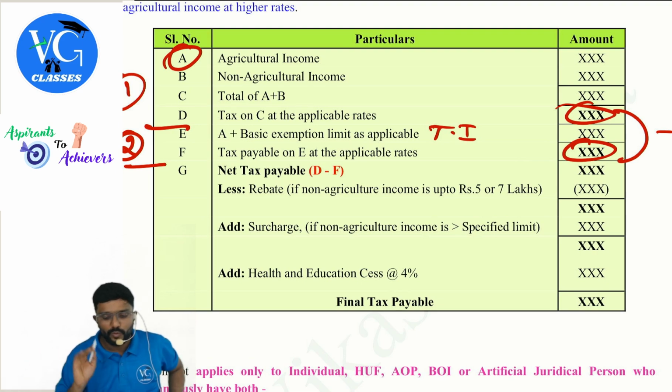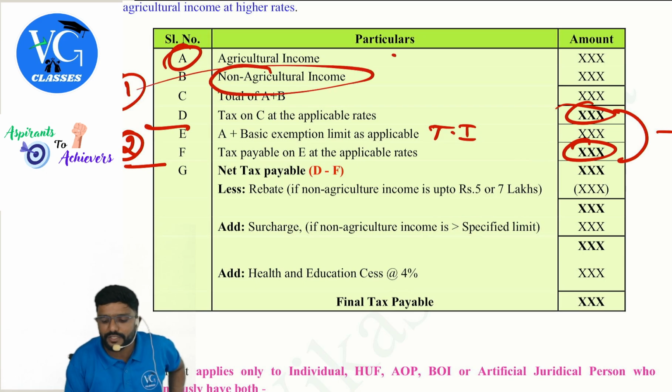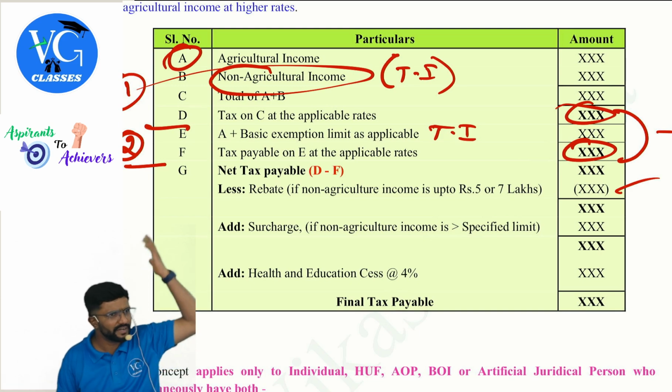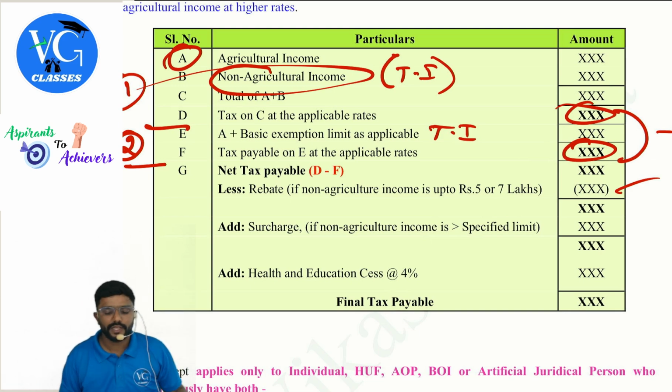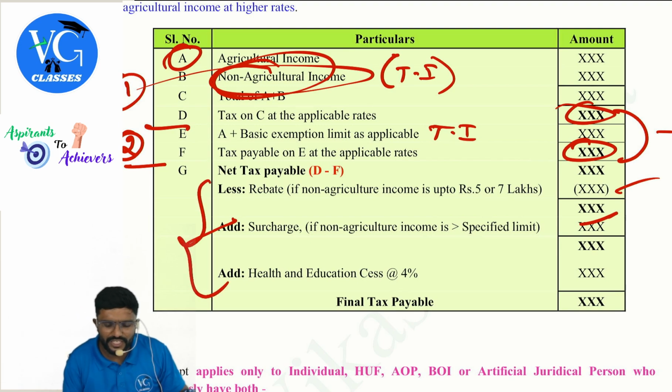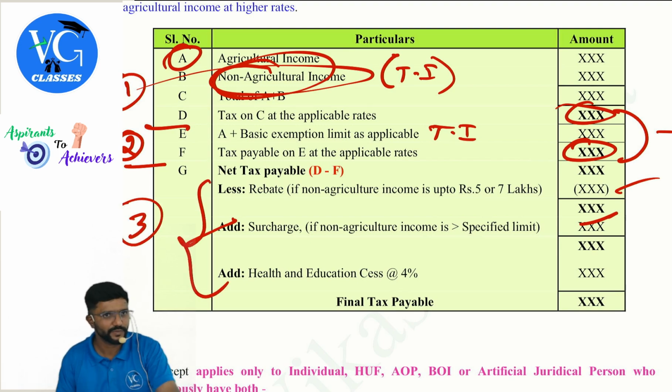Now, only if your non-agriculture income, I told you what is your total income. If that is up to 7 lakh or up to 5 lakh, you are eligible for rebate claiming, depending upon the scheme you are following. We already learnt about rebate. Then, if non-agriculture income is more than 50 lakh, 1 crore, 2 crore and so on, then the surcharge will be applicable. Then health and education cess as usual 4%, and the final tax is payable. Guys, there is no change at all in the third step.